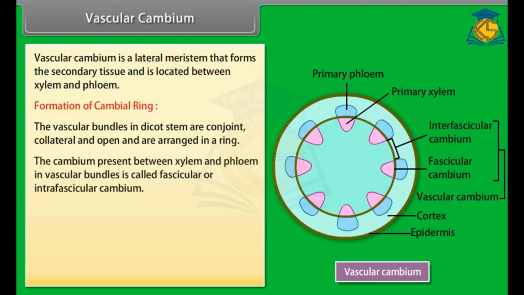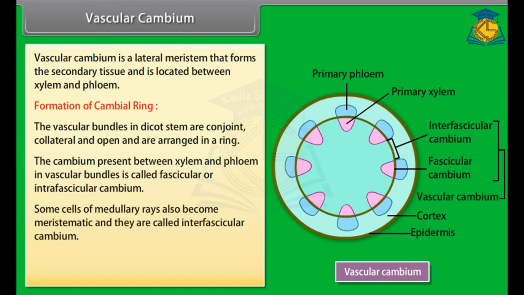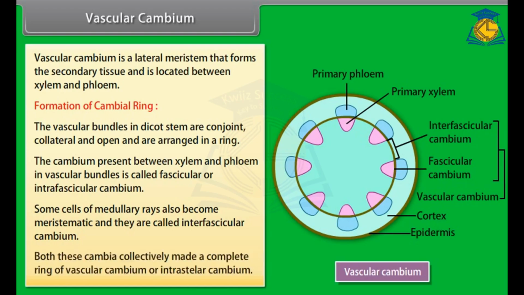The cambium present between xylem and phloem in vascular bundles is called fascicular or intrafascicular cambium. Some cells of medullary rays also become meristematic and they are called interfascicular cambium. Both these cambia collectively made a complete ring of vascular cambium or interstellar cambium. Activity of the cambial ring.